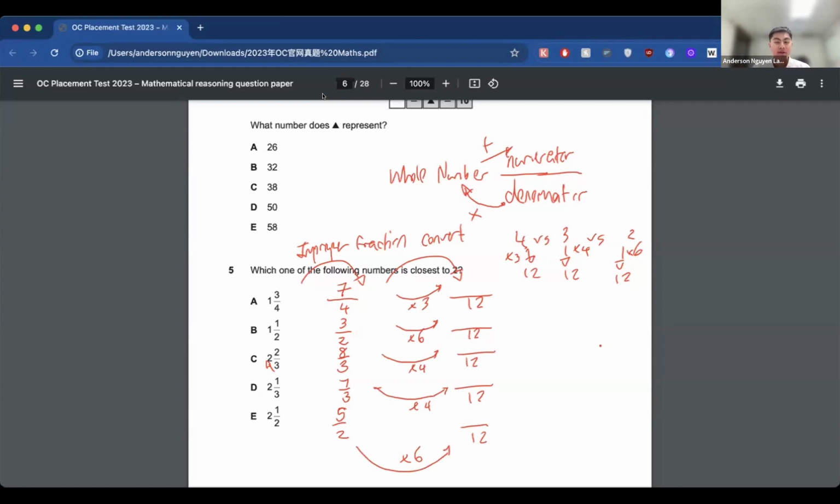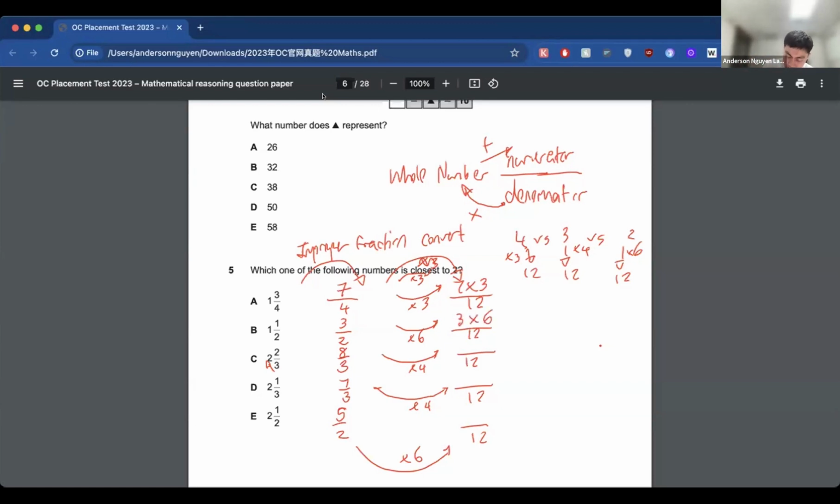All right. Now, the rule is whatever you do to the bottom, you do to the top. So the top 7 also has to times by 3, right? 7 times 3 gets you 21. Same for the B. If 2 times 6 is 12, you do the same to the top. So 3 also has to times by 6.